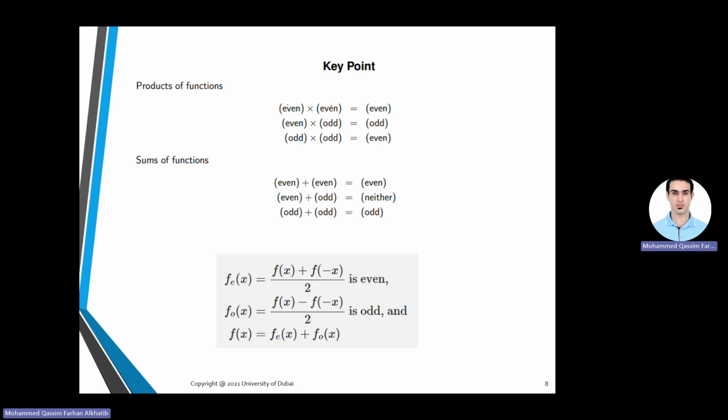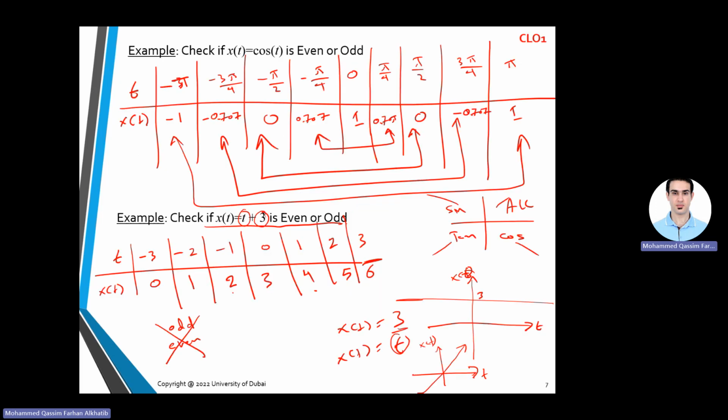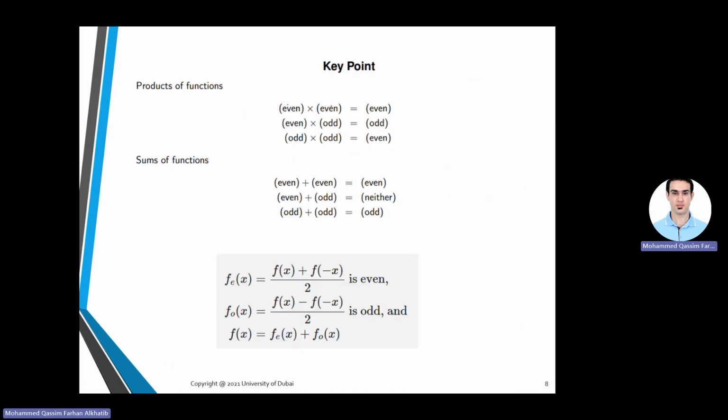Summation of functions: even plus even is even, even plus odd is neither. And that's an example here. I have the even part, I have the odd part. When I added them together, it's neither. When you have an odd function added to an odd function, the result will remain an odd function.